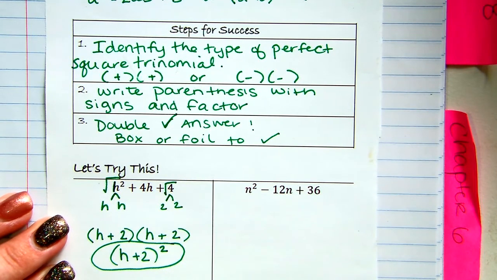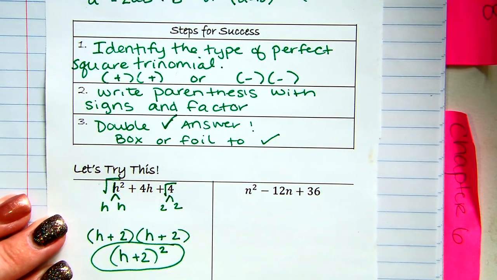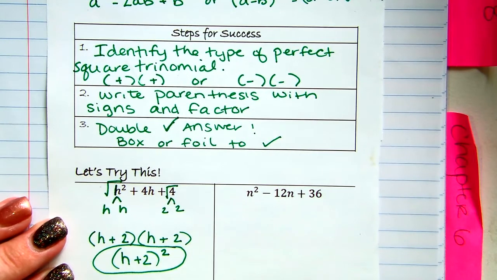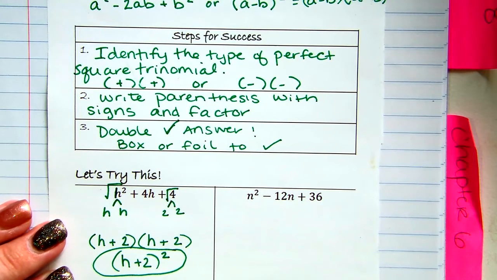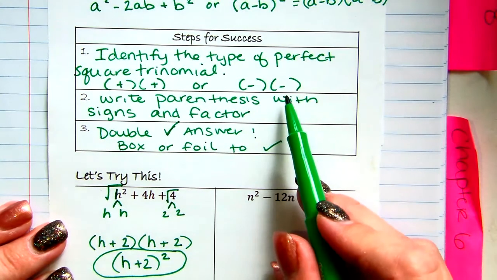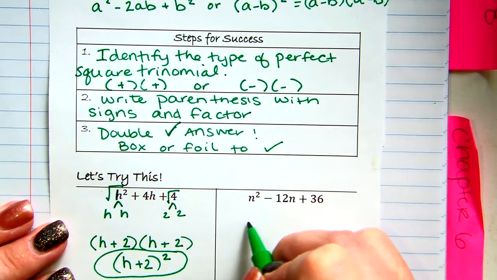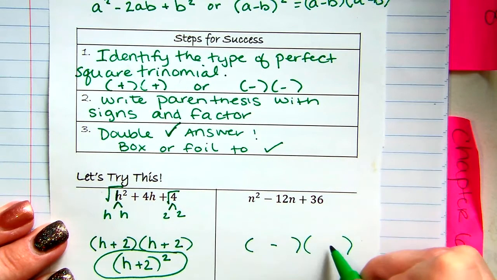On the other side, we have n squared minus 12n plus 36. Once again, we're going to identify the type of perfect square trinomial. Is it a positive positive, or is it that negative positive that's secretly a negative negative? In this case, we're going to be left with the negative negative. So here, in my parentheses, a negative and a negative inside both.